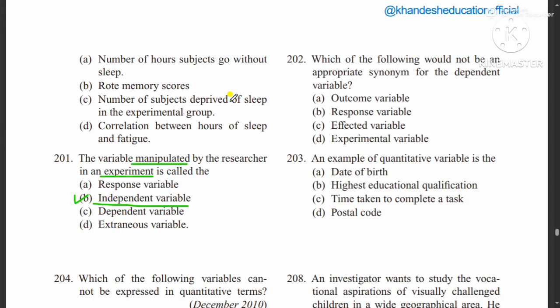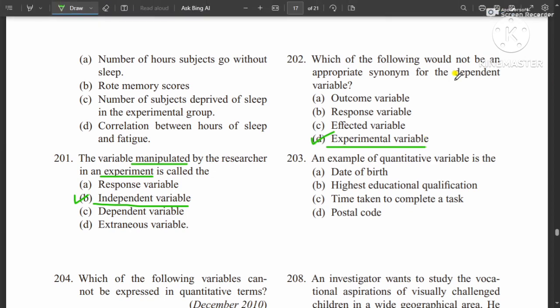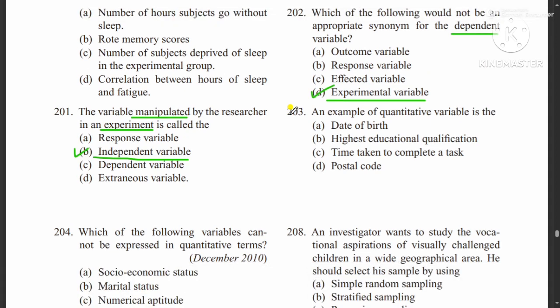Next, which of the following would not be an appropriate synonym for the dependent variable? Option D is correct. Experimental variable, because of the dependent variable. An example of a quantitative variable is the quantity. Option C is correct. Time taken to complete a task.